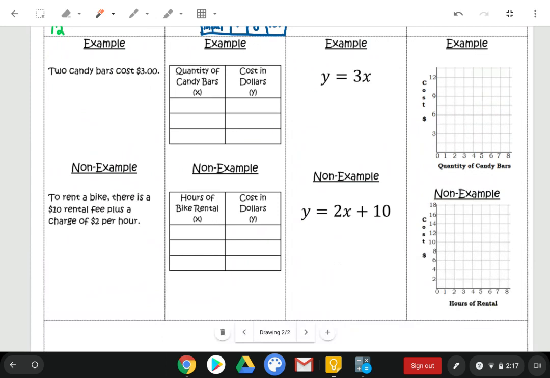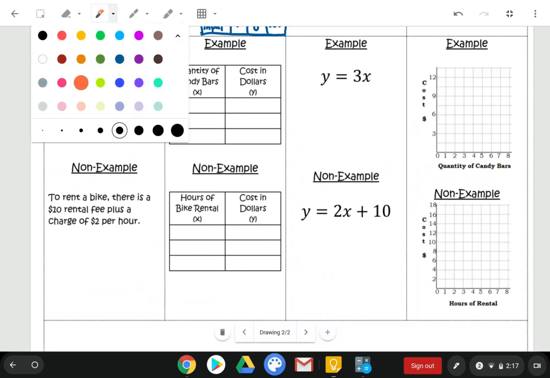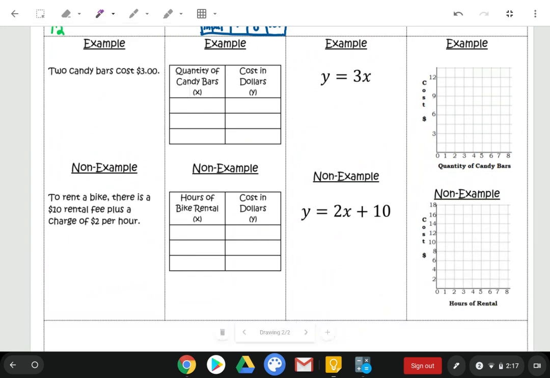So the top row that you see on my screen are all the same example, first of all, and they all show examples of proportional relationships. And I'm going to go and mark this out because information is incorrect. So anyway, in the words, we have 2 candy bars cost $3, right? So I can go in my table and just write. Notice I have the quantity of candy bars on the left, costs in dollars on the right. So I already know that 2 candy bars cost $3.